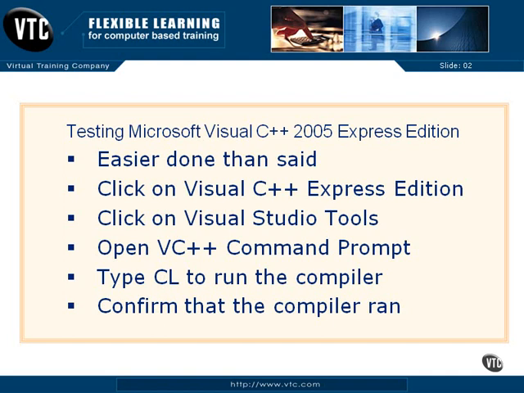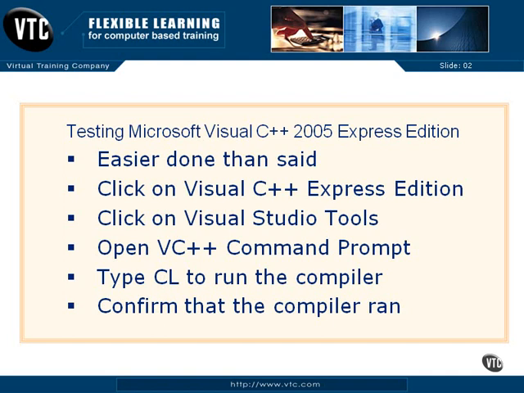Now we're going to test our Microsoft Visual C++ 2005 Express Edition compiler, which is actually easier done than said. Here's all we need to do. After you install the Express Edition compiler, you click on Start, of course, All Programs, and then the Visual C++ Express Edition item. Now don't go right to the compiler. That brings up the IDE.